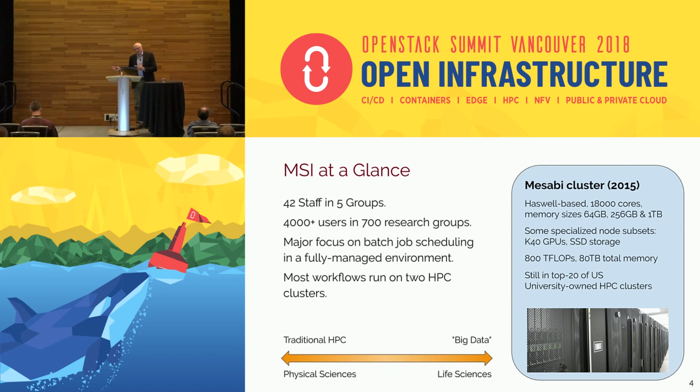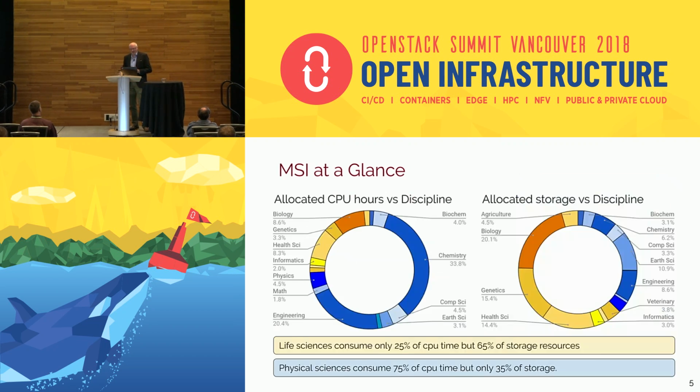And then at the other end of the spectrum, you have what you might call big data, more associated with the life sciences, though not necessarily; high energy physics analysis would fall at that end of the scale. Also computationally intensive, but the processes don't need to communicate with each other. And this tries to give a breakdown of how allocation, CPU time and storage fall by discipline. You can see that the life sciences only consume about a quarter of our CPU cycles relative to physical sciences.